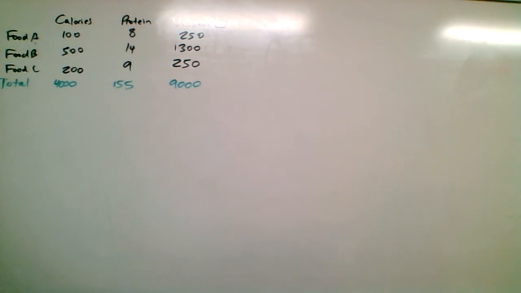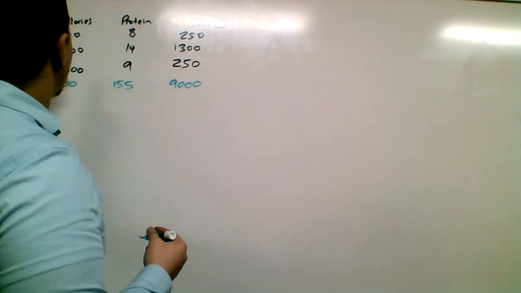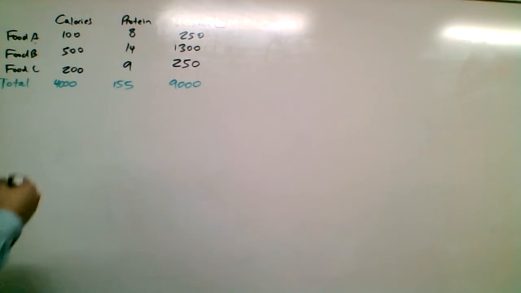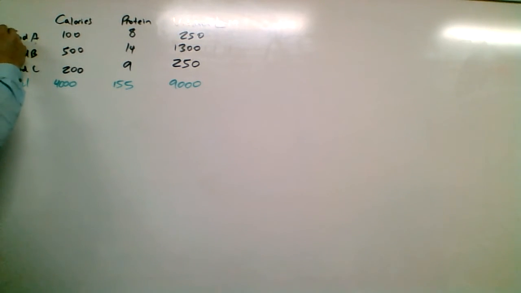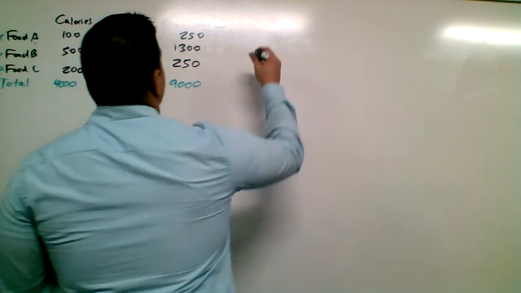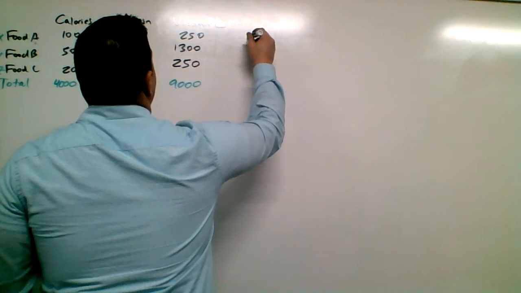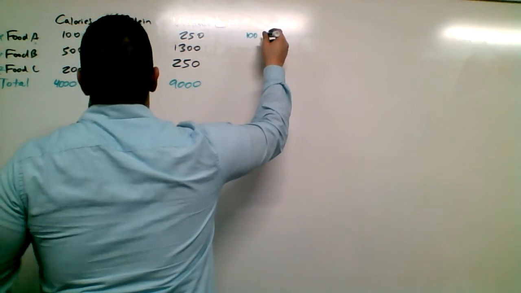So the first thing I want to do is set up some type of equation for this scenario. I want an amount of food A, food B, and food C. I'm just going to go ahead and call them X, Y, and Z, although you could also call them A, B, and C if you want. But I'm going to call food A X, food B Y, and food C Z. Okay, so I want some value of X to set up these equations.